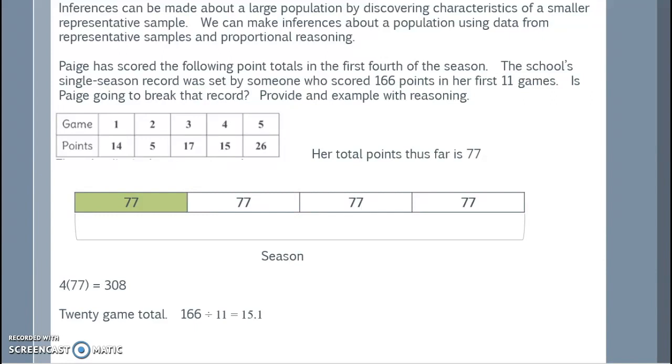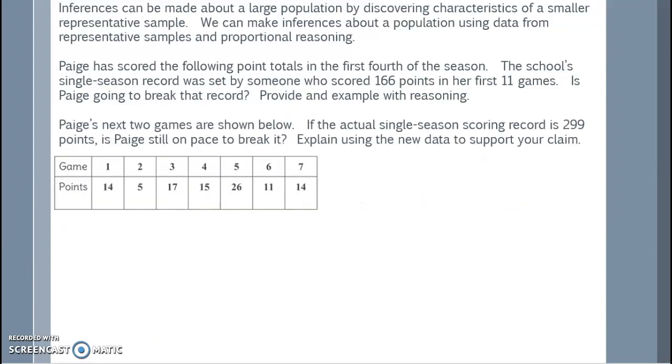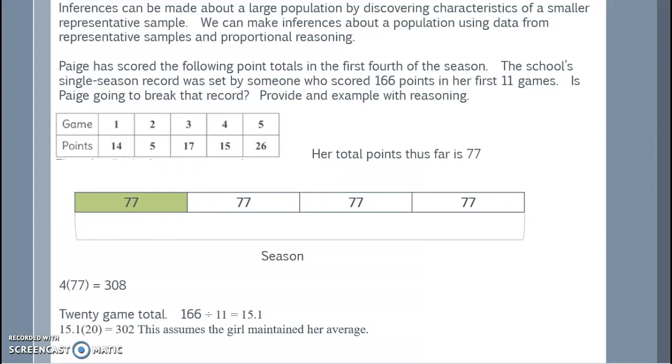The single season record was held by someone who scored 166 points in her first 11 games. So on average, that student scored 15.1 points per game. If I multiply that by 20 games, that would be 302 points. This assumes that particular girl maintained her average throughout the remainder of the season. So therefore, Paige is certainly on her way to breaking the record because, if we assume she stays on the same path, she will get 308 points.